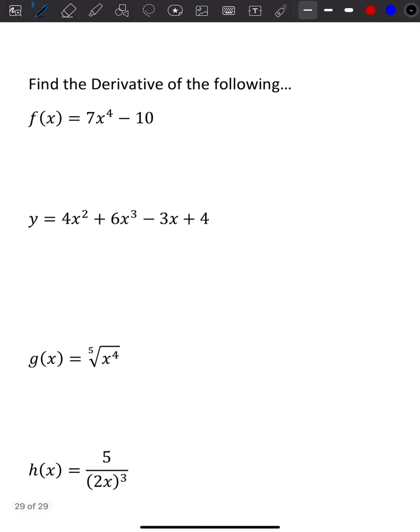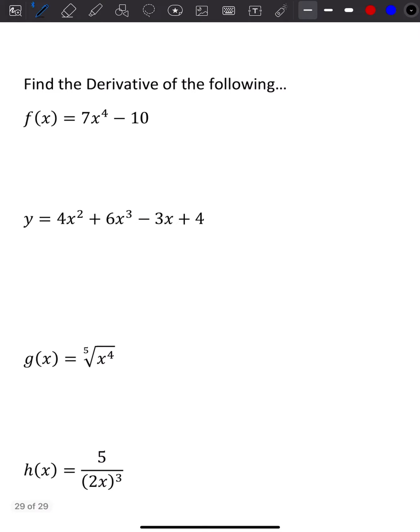So f of x equals 7x to the fourth minus 10. This means the derivative, f prime of x, we are going to take 7 and multiply it by 4 and take 1 away. I'm going to go ahead and simplify that. 7 times 4 is 28, and 4 minus 1 is 3. This negative 10 would be like negative 10x to the 0 power. 0 times 10 is 0, so it really just goes away. It also doesn't have an x, and the derivative of a constant always goes to 0.